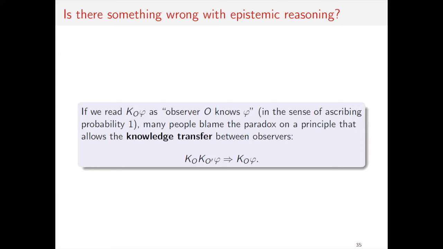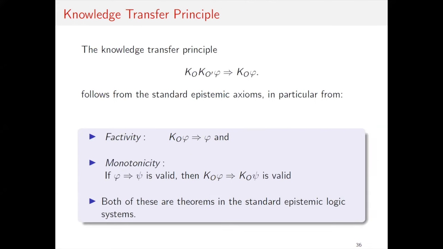So there's no knowledge transfer. And these people blame the paradox on this principle. They say it shouldn't be true, because this principle follows from some basic principle, namely factivity, which says that knowledge is true. If I know or anybody knows something, then it's the case. So that's a problem for the people who use the word knowledge, right?